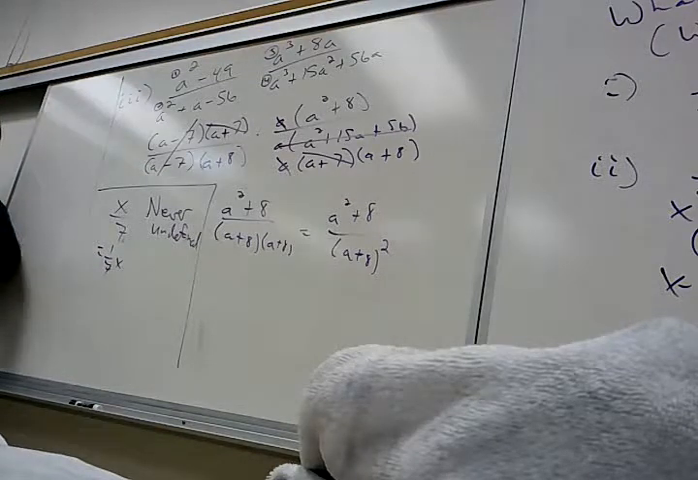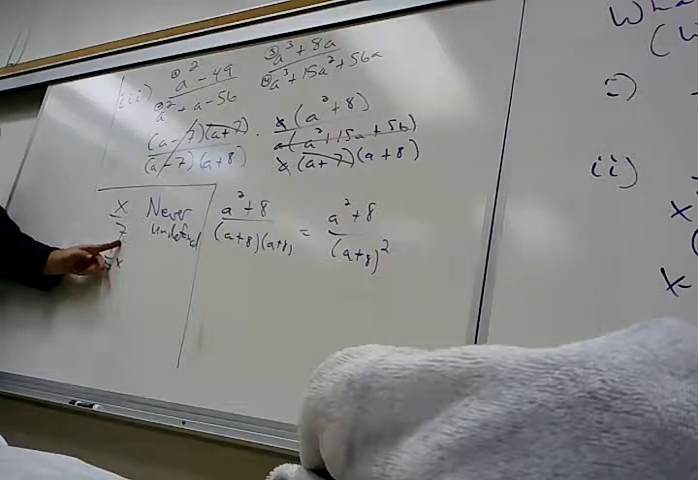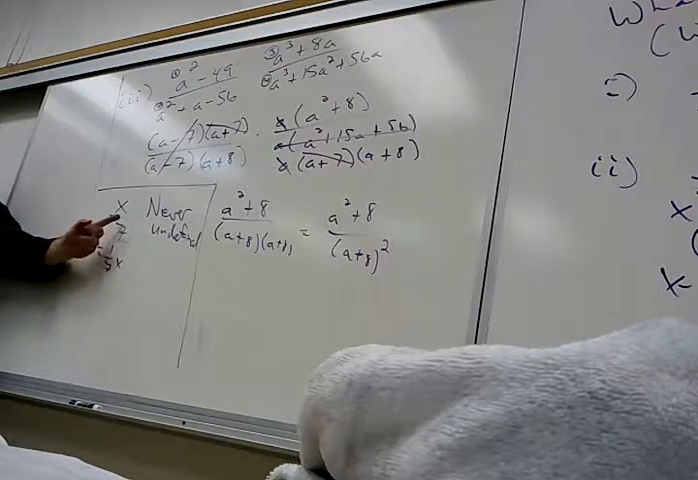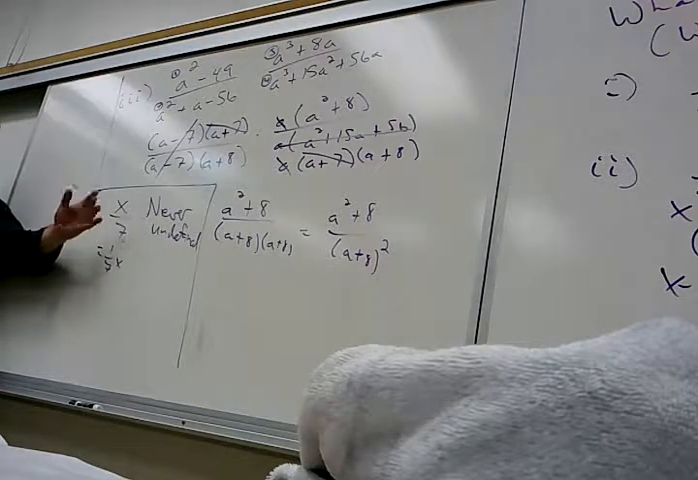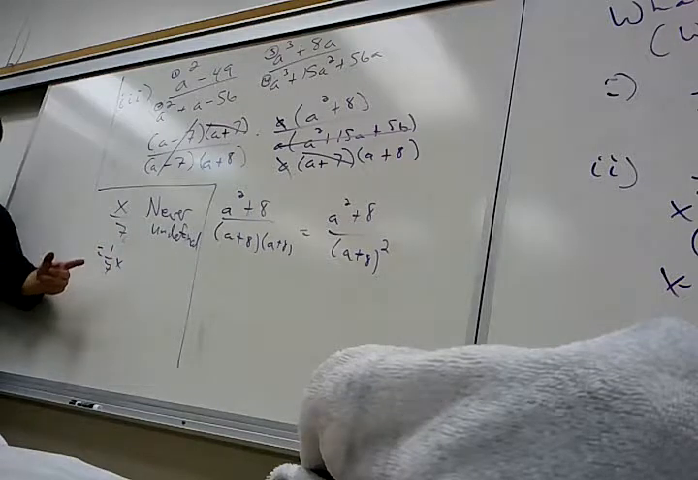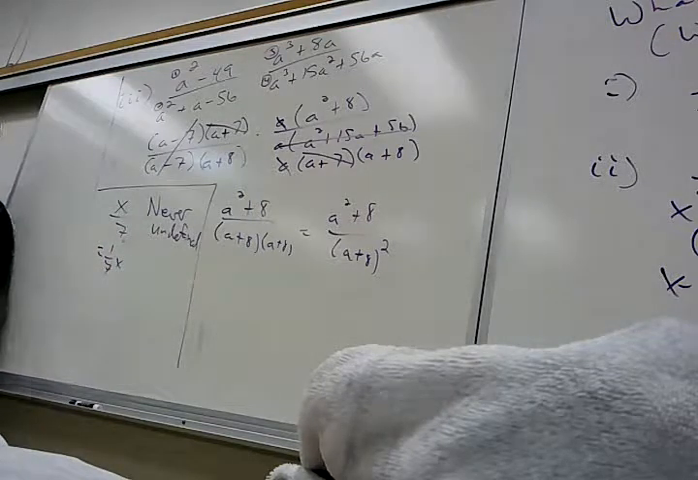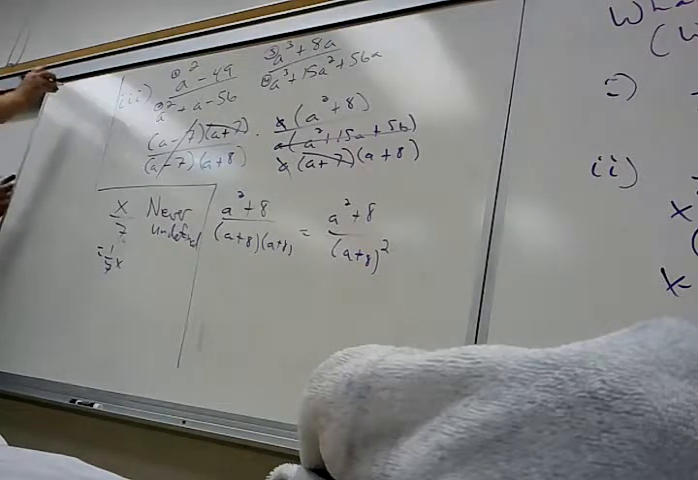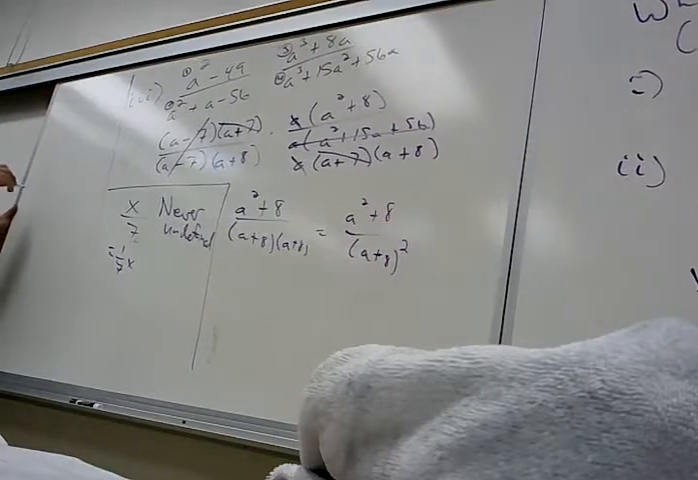So if there's a variable on the bottom, it might have some spots where it makes the bottom go to 0. If there's no variable on the bottom, how can it ever be 0? The bottom is always 7. Well, what if x is 2? The bottom is 7. It doesn't care what x is, does it? So whenever the denominator is actually a number, then it's never undefined.